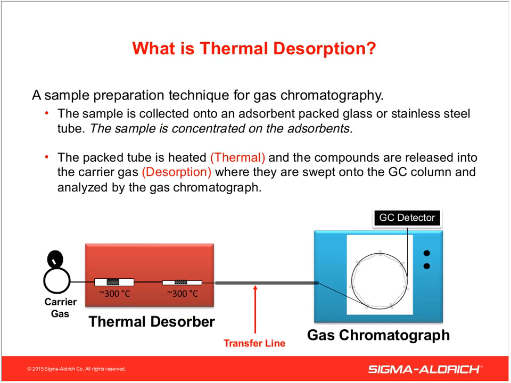The size of the primary sampling tubes range from 1/4 inch to 6 millimeters and have an internal diameter of 4 or 5 millimeters, whereas the size of the refocusing tube is much smaller with an internal diameter of 1 to 3 millimeters. Thermal desorption can be used to sample most organic compounds. There are a few exceptions: compounds that are sensitive to thermal degradation, compounds that require derivatization prior to analysis, like formaldehyde and isocyanates, and compounds that are larger than C40 in size.